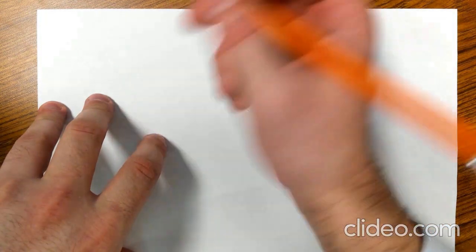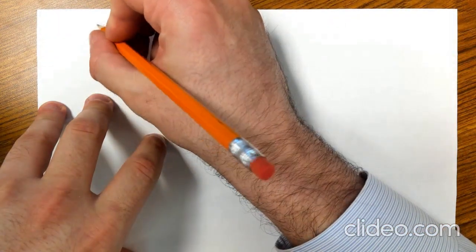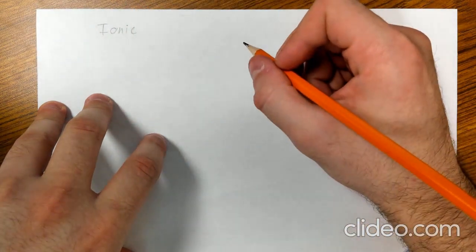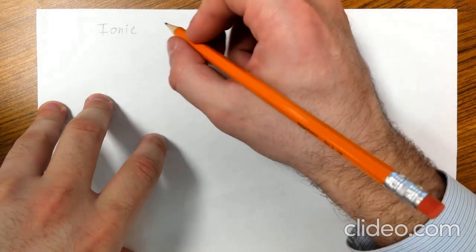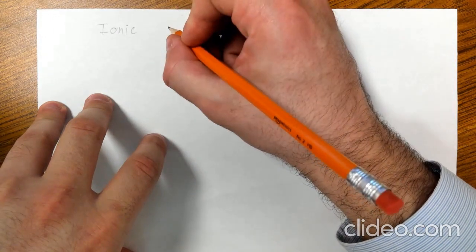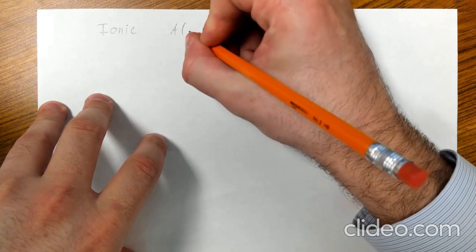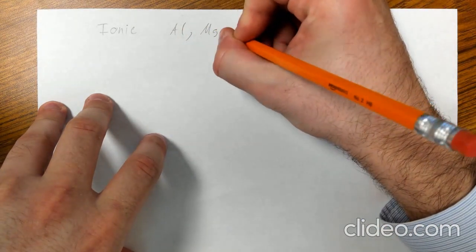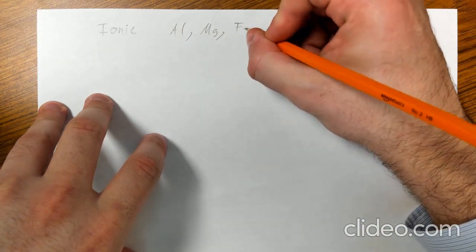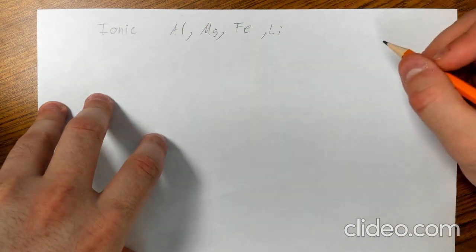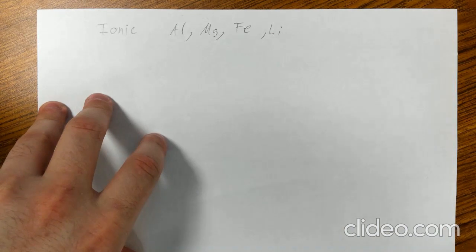So, first off, let's just review that ionic means that it has a metal, right? So anything that has a metal in it is going to be an ionic compound. For example, it could be aluminum, it could be magnesium, it could be iron, any of these metals, lithium, and so on and so forth. If any of these are in the compound, then it is definitely an ionic compound.